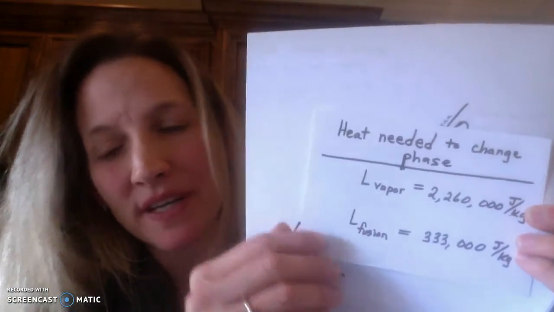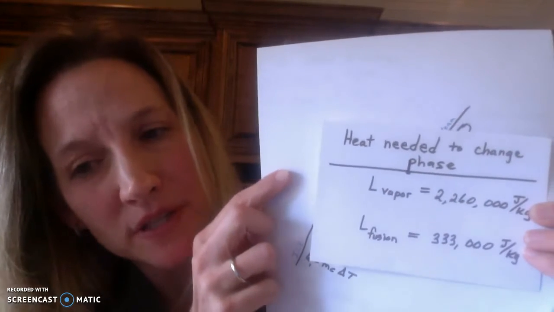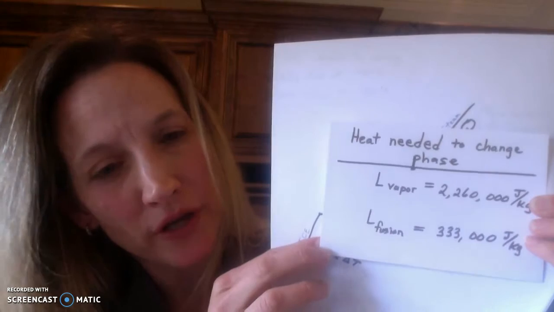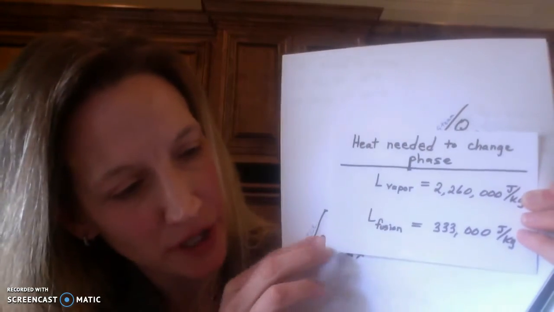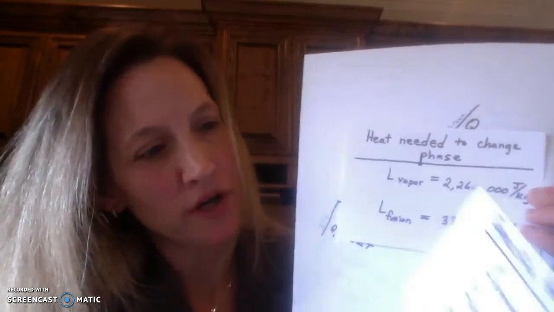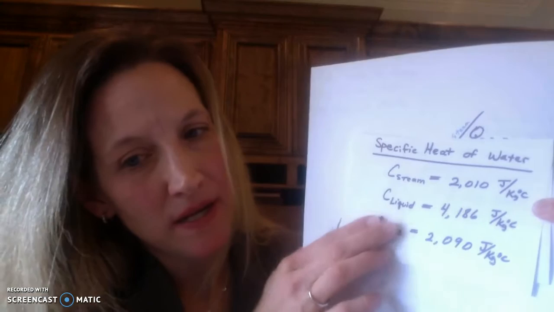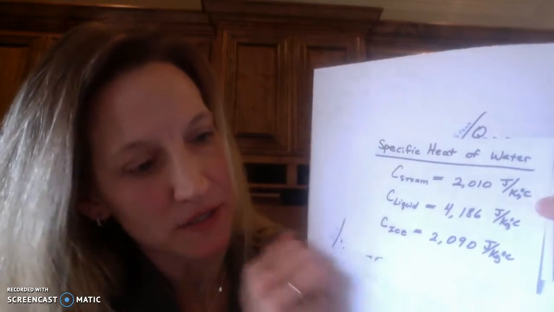Okay, so to begin this problem, I'm going to show you all the numbers that you need first. Alright, here are my numbers. Here's my vapor, 2,260,000 joules per kilogram, and fusion, 333,000 joules per kilogram. I'm going to need my specific heat of water numbers, my specific heat of steam, again 2010, liquid 4,186, ice 2,090.